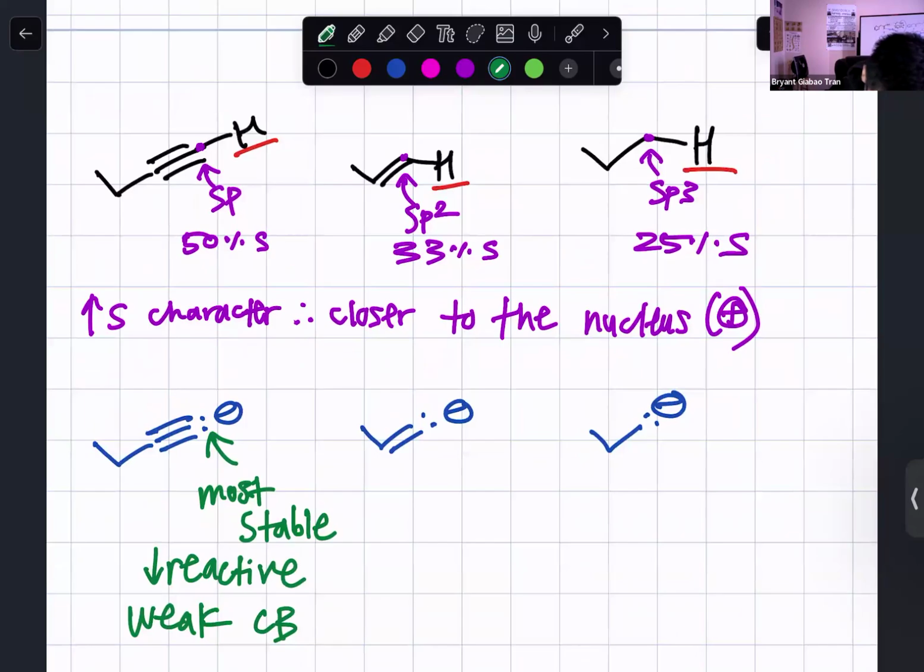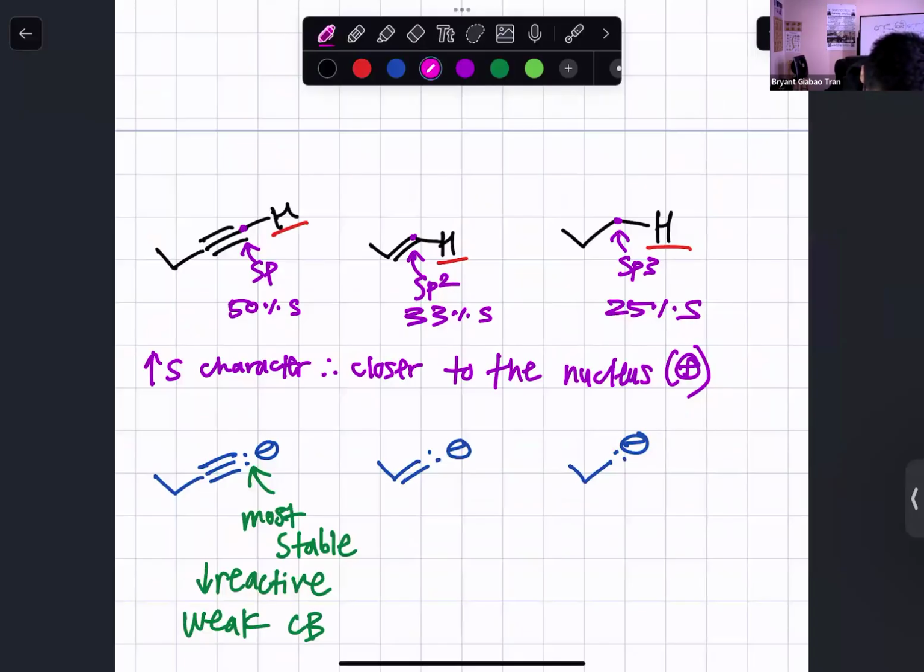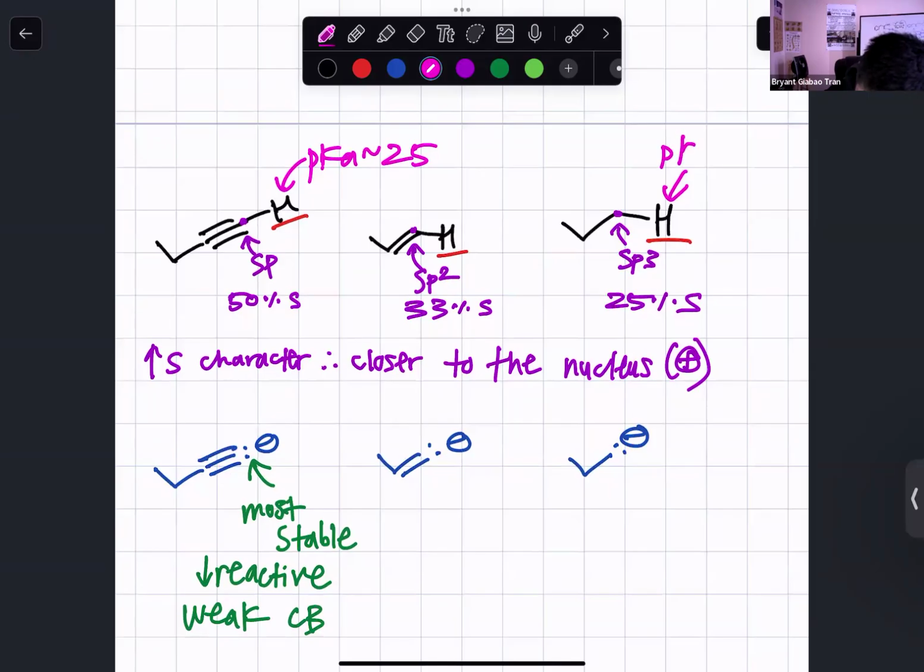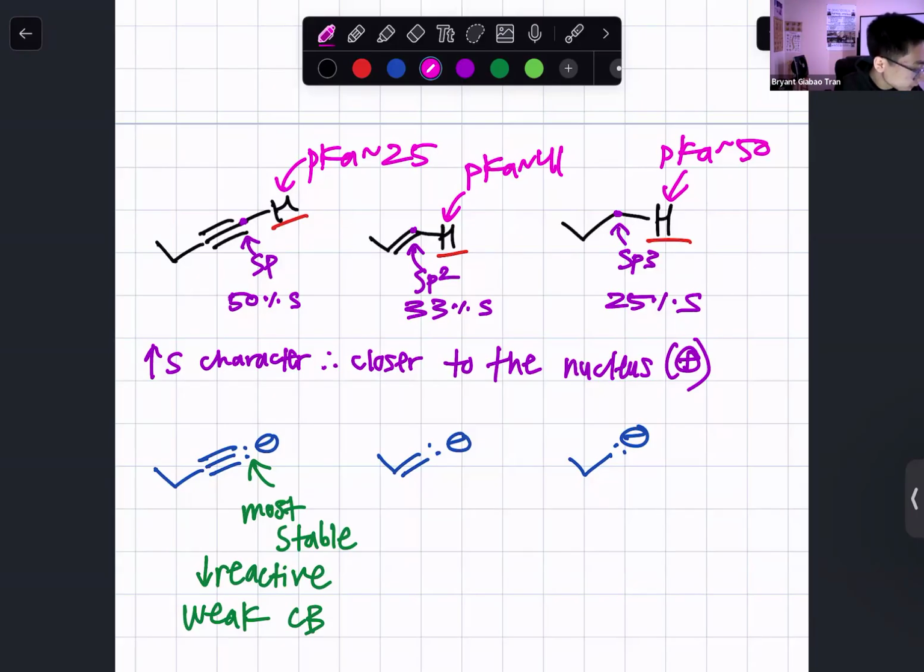And weak conjugate bases come from stronger acids, right? The pKa of a terminal alkyne hydrogen is around 25. The pKa of an sp3 carbon is around 50. And the sp2 is like 41 or something, but let me double check that. pKa of sp2 C-H: 44, let's say. 44. Right. We see that the lower the pKa, the more acidic the molecule is. So this has the lowest pKa because it's the most acidic hydrogen.